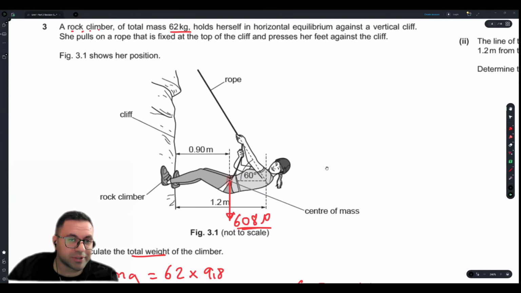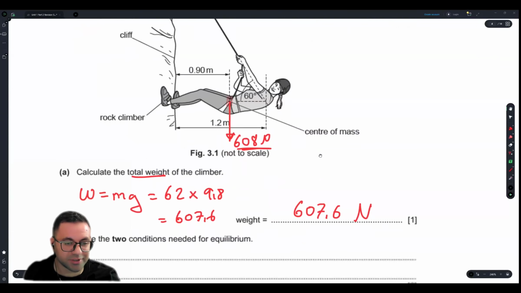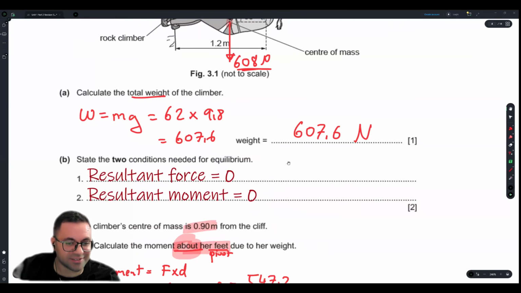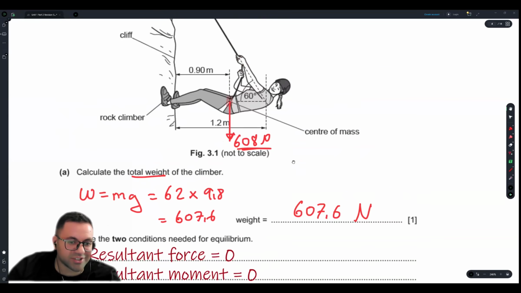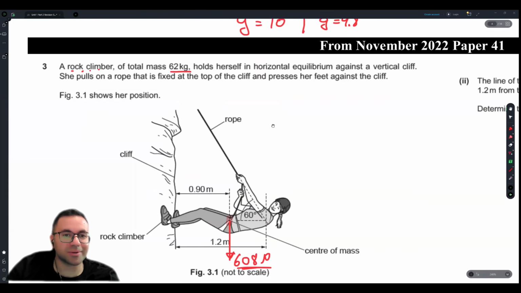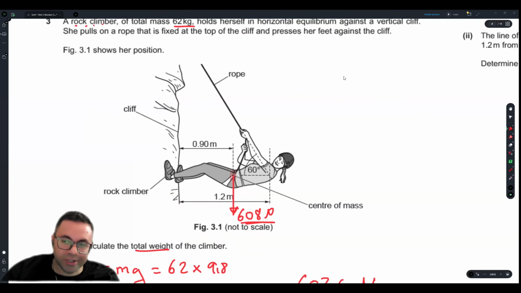Is she in equilibrium? She is, right? She's stationary, she's not moving, so she's in equilibrium. Plus, she holds herself in horizontal equilibrium, which means the clockwise moment equals the anti-clockwise moment. I don't care what the question shows, by the way. If this is the pivot, then this is a beam. I don't care that this is a human being right now. To solve this question, I just want a simple diagram.